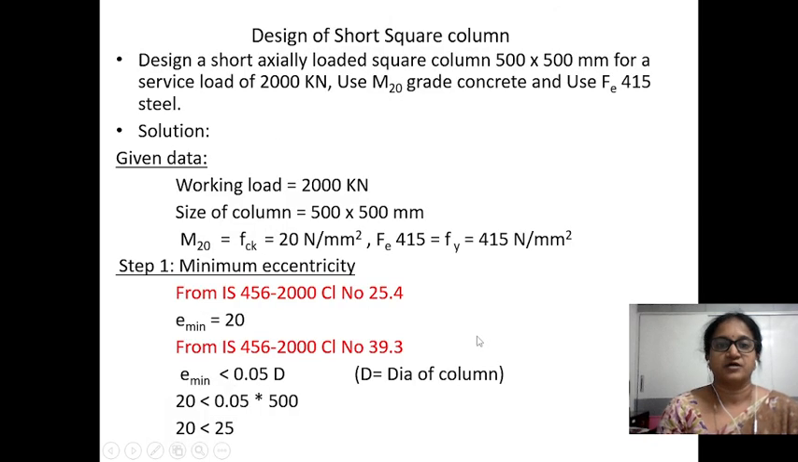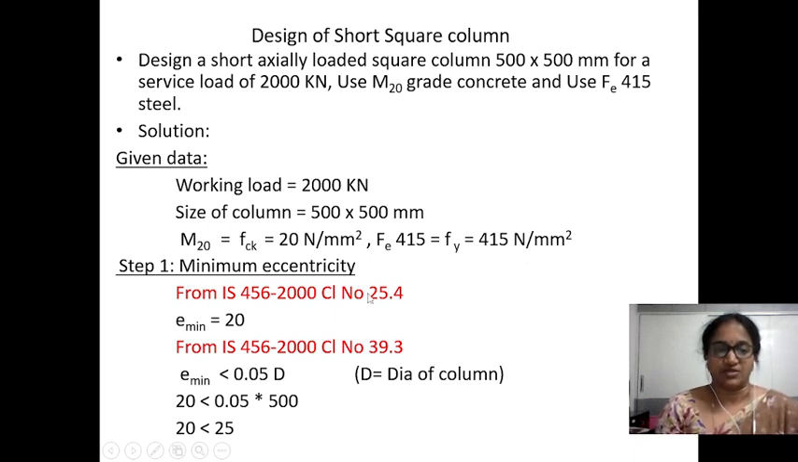Now coming to the design of a short square column. In this I have taken an example: a short axially loaded square column of 500 by 500 mm for a service load of 2000 kilonewtons, the grade of concrete is M20 and the steel used is Fe415. Now coming to the solution, with the given data I have noted here the working load is 2000 kilonewtons, the size of the column is 500 by 500 mm, and M20 which is fck equal to 20 Newton per mm square, fy is equal to 415 Newton per mm square.